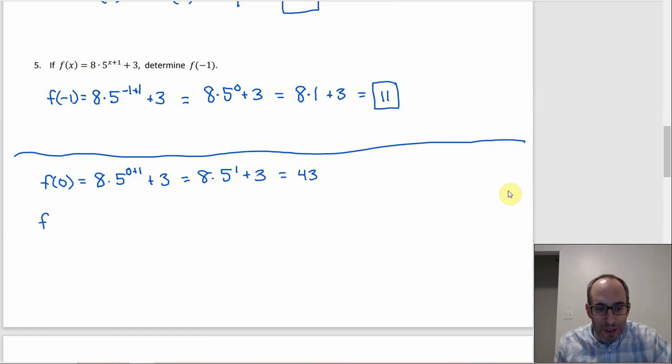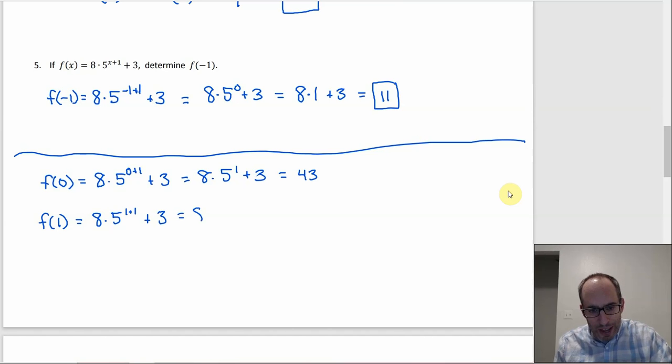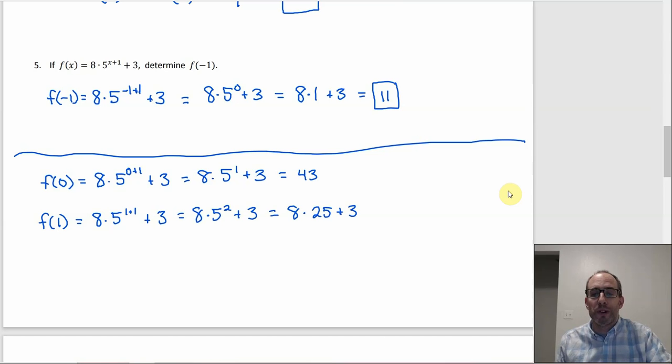If that looks like a big jump, let me see what happens next. So now if we want f of 1, then we're going to have 8 times 5 raised to the power 1 plus 1, and then plus 3. So this is 8 times 5 squared plus 3. But 5 squared is 25, right? So this is 8 times 25 plus 3. 8 times 25 is 200. So that's 203.